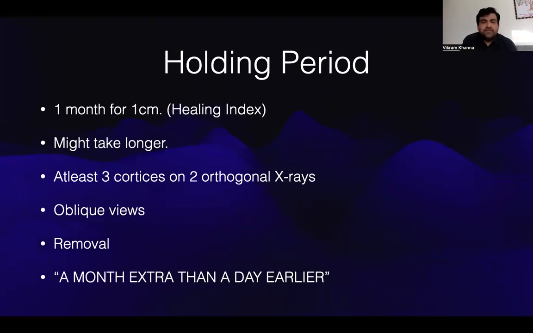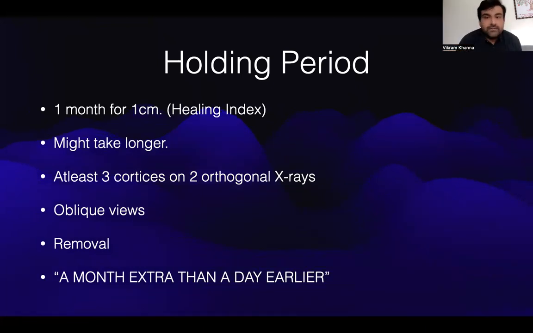After the regeneration is over, we go for the holding period, that is 1 month for every centimeter. However, it is not per se a law. We can go for a longer period depending on the age and the location where the osteotomy has been done. So the holding period will be at least till three cortices are seen united on two orthogonal X-rays. Oblique views may help in determining whether the bone has united or not.